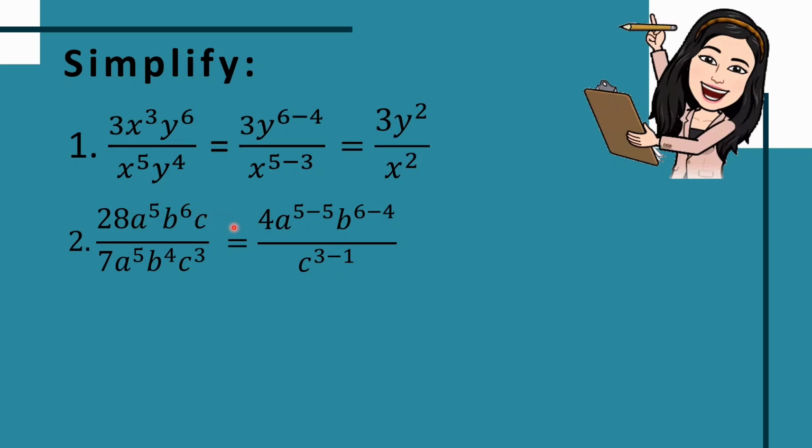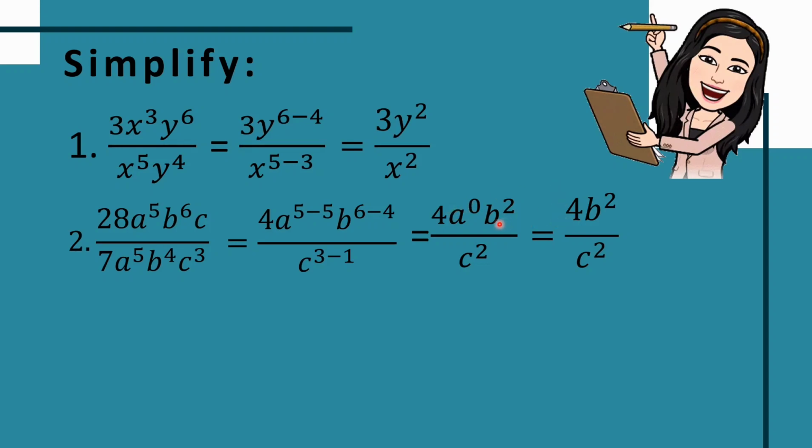Okay, let us continue. Let us simplify the exponents. So, we have, copy the 4. 5 minus 5 is 0. 6 minus 4 is 2. 3 minus 1 is 2. So, again, meron pa ba tayong pwedeng i-simplify? Yes, meron pa tayong a raised to 0. And a raised to 0 is equal to 1. So, therefore, i-multiply natin. 4 times 1 is 4. B squared over C squared. So, this is the final answer.